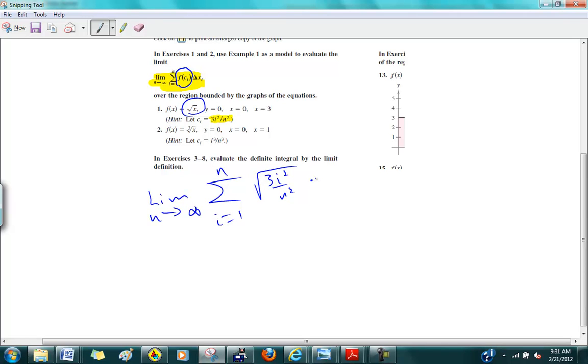The next part is kind of tricky. They tell you that Ci is equal to 3i squared over n squared. Can someone tell me what C(i minus 1) would be? Look what you have. Wherever you see i, you put in i minus 1. So you're going to do the same thing here. In place of that i, what are you going to put in? i minus 1, so it's going to be 3 over n squared, (i minus 1) quantity squared.